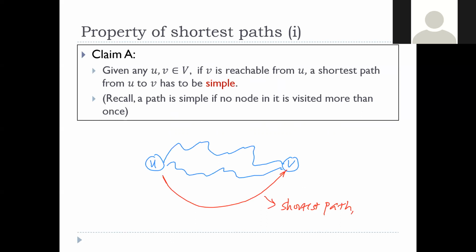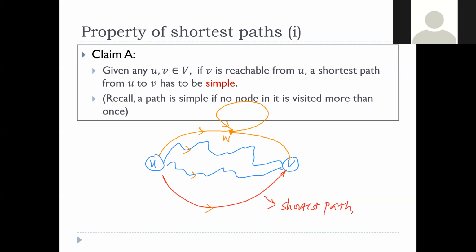Remember, a path is simple if no node is visited more than once. So what is a non-simple path? I could have the following. Let's say this is a non-simple path. I first go to some node W, and then I visit W again, which means I go somewhere and then come back. Let's say this is all a directed graph. Then from V, I go somewhere but then come back and visit again. So it's not simple, and then I continue to V. So this is not a simple path.